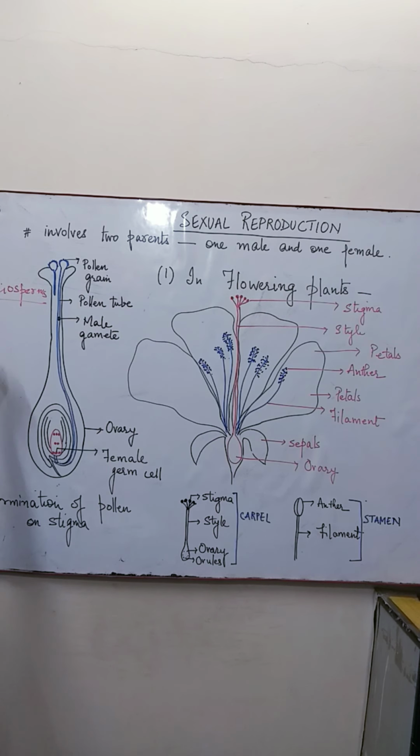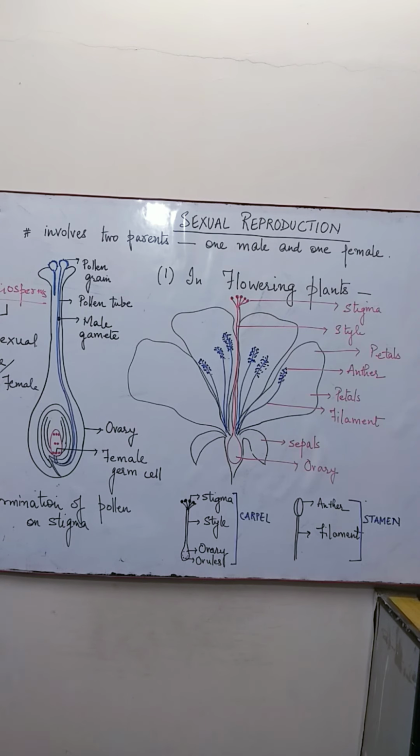Unisexual flowers are those flowers that are either male or female. So the unisexual flowers are those which are either male, having only the male reproductive parts, or female, having only the female reproductive parts.